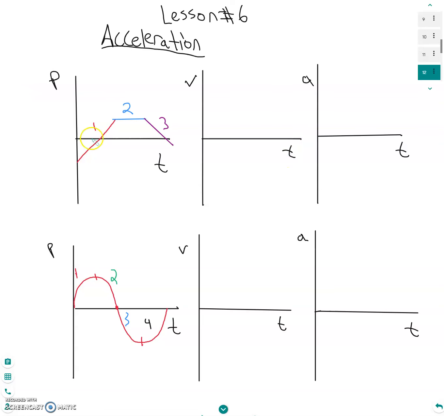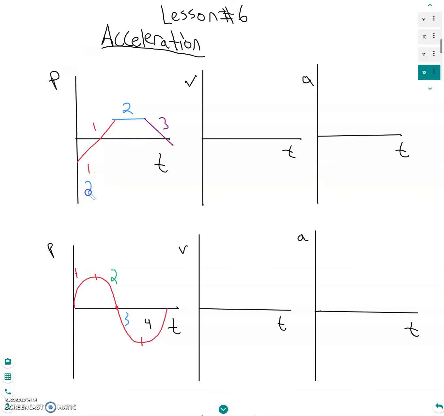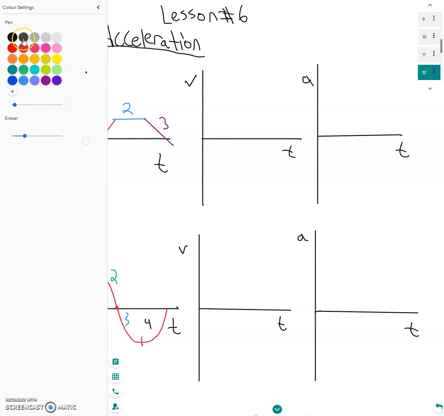So what I've got here is a position time graph. I've sectioned it off into 3 different sections so you can see what these look like. We're going to make a velocity graph and an acceleration graph. In order to do that, we need to explain all of the parts. Okay, so we're going to do that by making a quick list. 1, 2, 3, and we're going to talk about each part as we go.